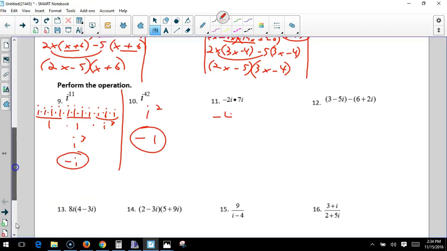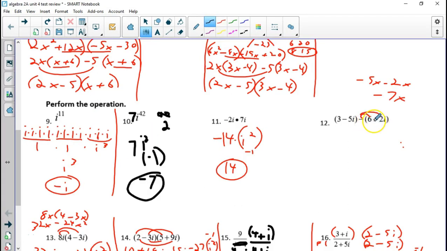7 is negative 14. i times i is i squared. Remember what I've said, though, I like to put that in parentheses and put a little negative 1 underneath it to remind myself what it is. And then this really just means times, so it ends up being positive 14. It changes the sign of the negative 14.